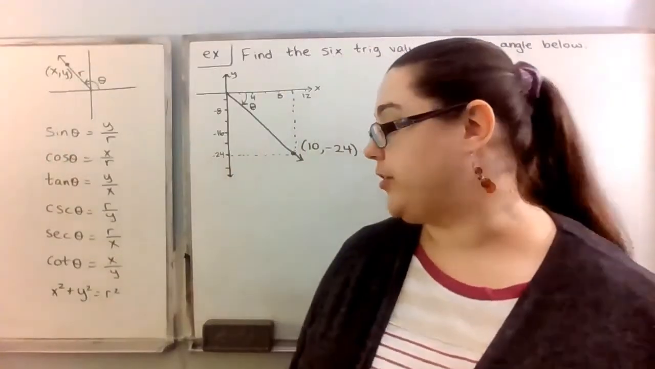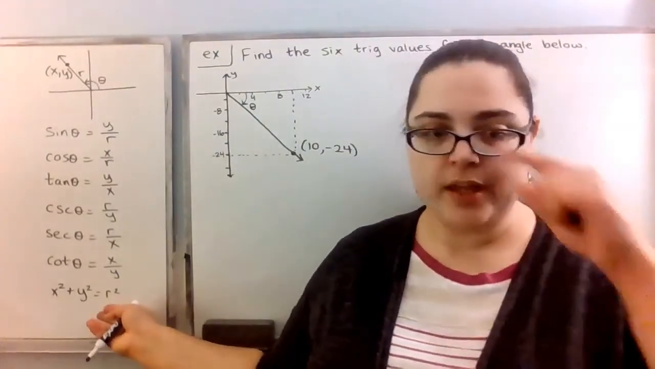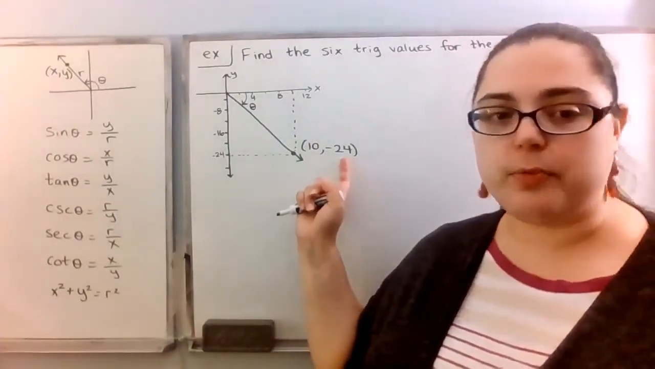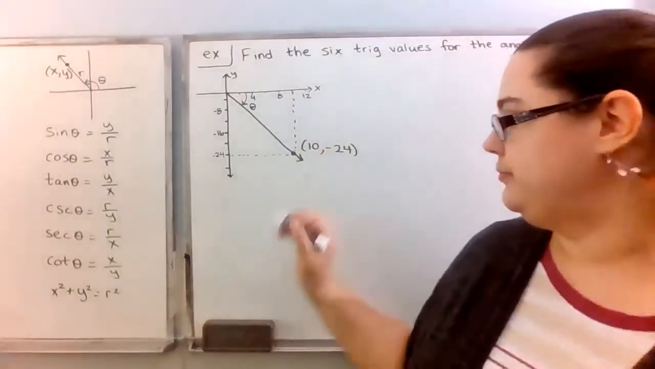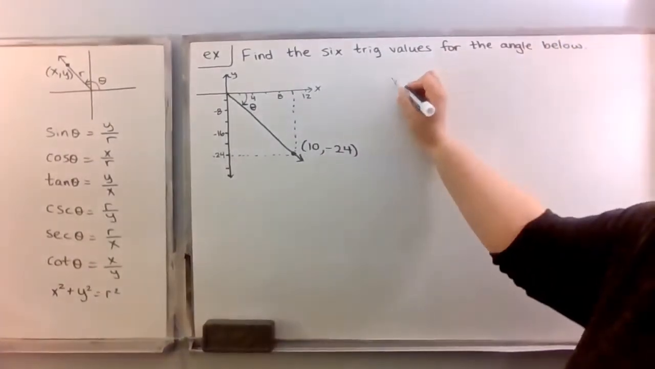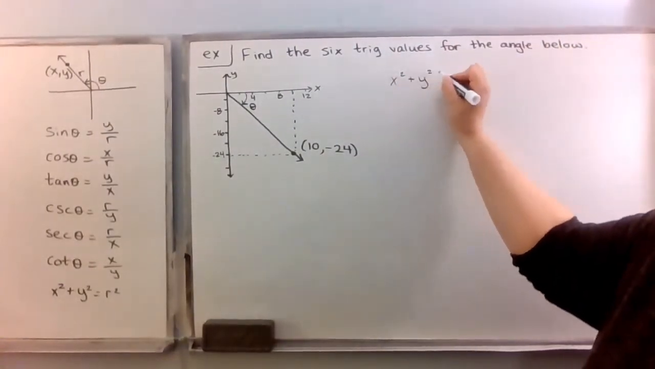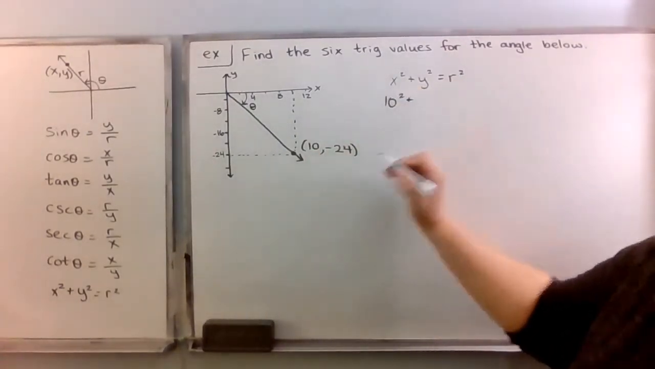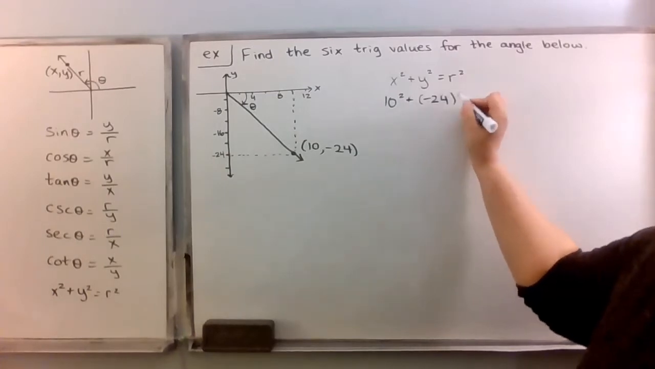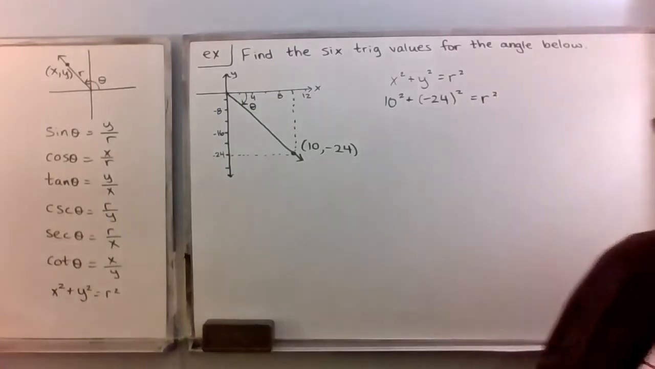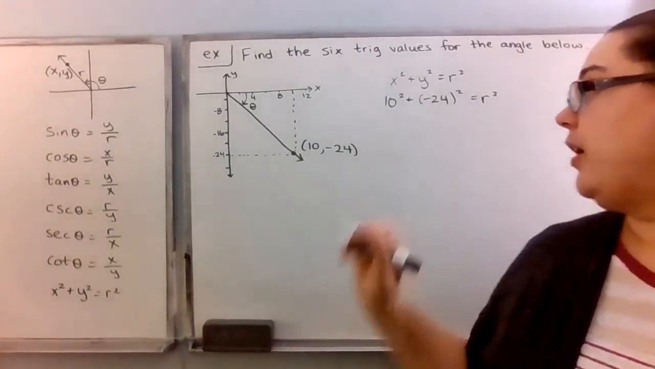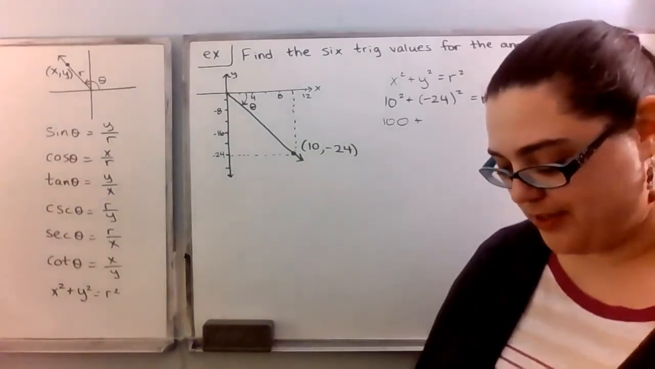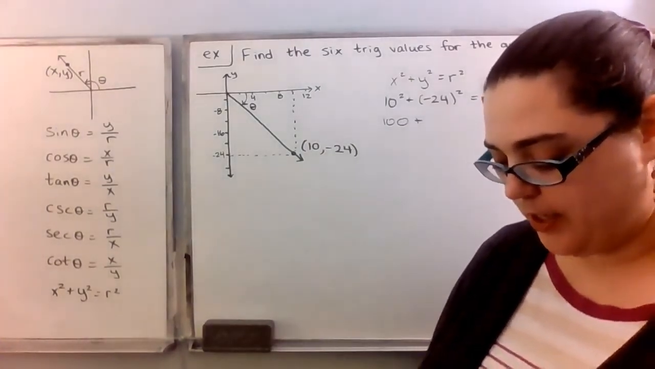And then to find the r value, we're going to use the Pythagorean theorem. You do want to be careful when you're substituting into the Pythagorean theorem when you have negatives, because remember, when you square a negative, you get a positive. So I'm going to write out x squared plus y squared is r squared. So x is 10, y is negative 24, and r is r. All right, I know 10 squared is 100. I don't know offhand what 24 squared is, so let's work through that. 24 squared is 576.